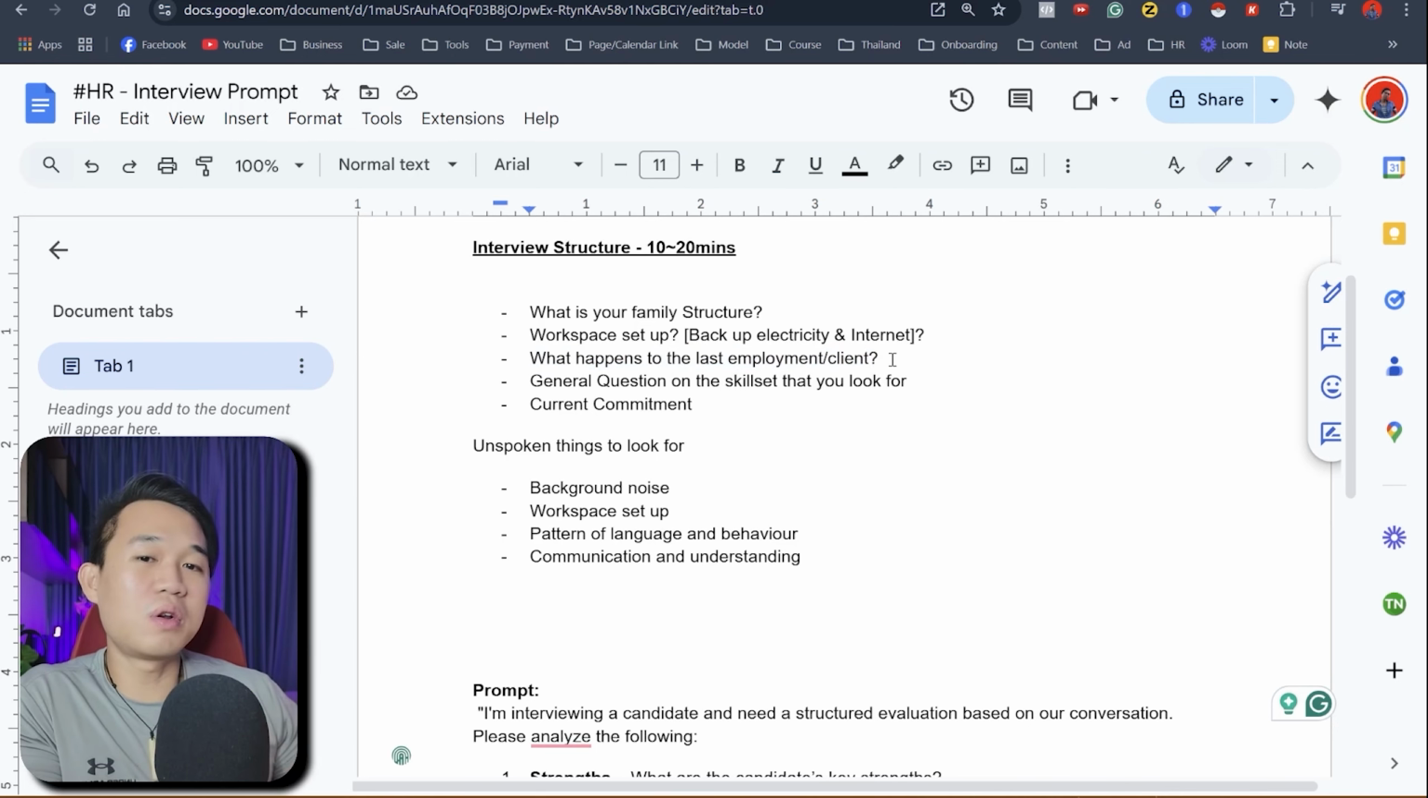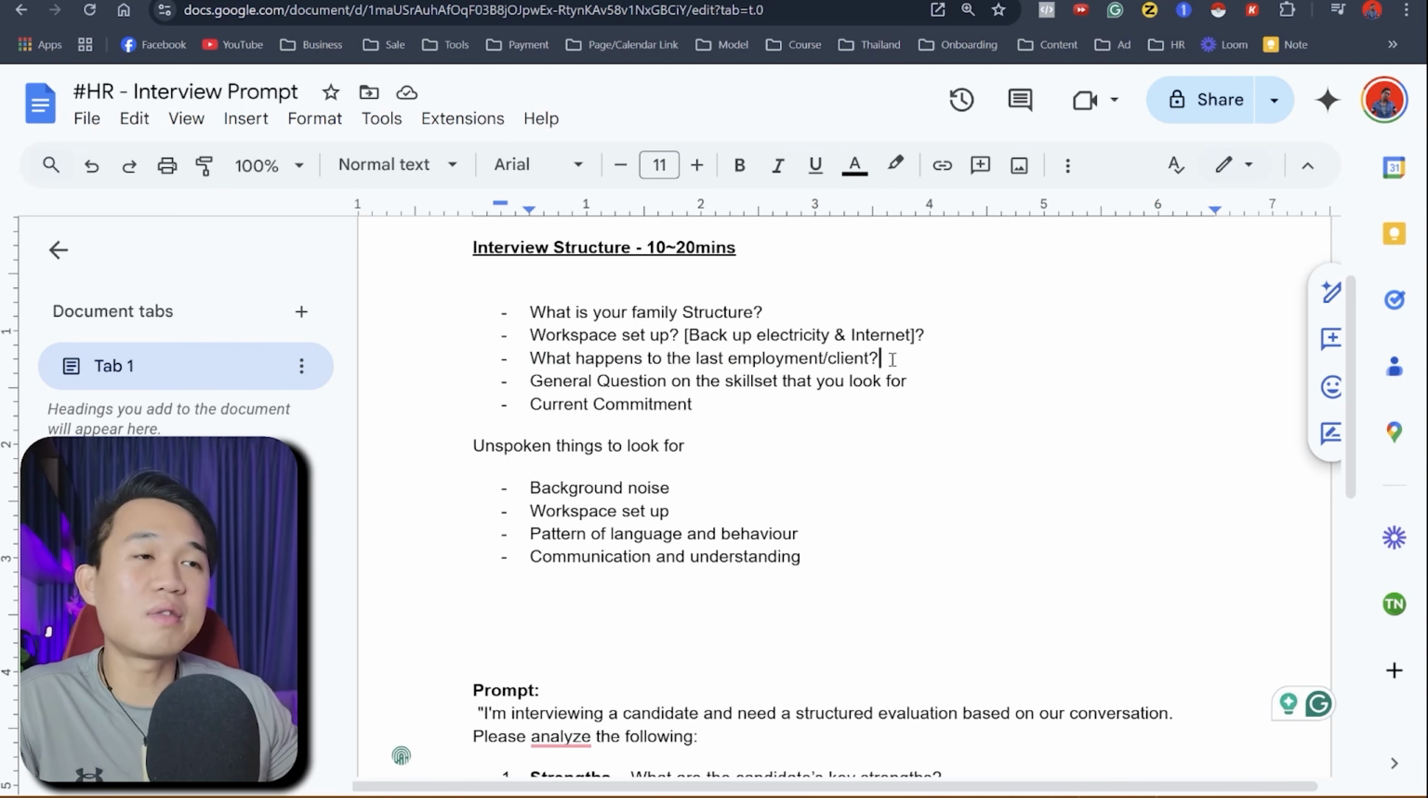So I always want to know what happened there, right? Just listen to the story, see if it makes sense. And some people are very open. They would give you the phone number and contact information of their last boss that you can contact to verify the information, right? You want to ask general questions on the skill set that you look for, right?